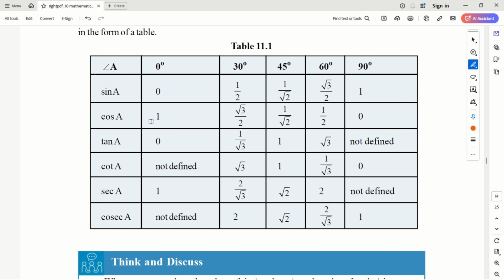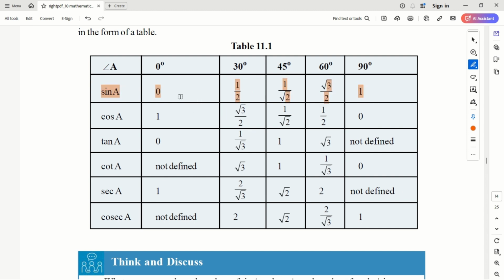And if you see cos A, you write it in a reverse way, correct? 1, root 3 by 2, 1 by root 2, 1 by 2, 0, exactly reverse. Tan we can always derive from sin A and cos A. And cot A is the reverse of tan A. Sec A is 1 by cos A, so you can get it. So the only thing you have to remember is these values. If you remember this, all the rest you can derive.